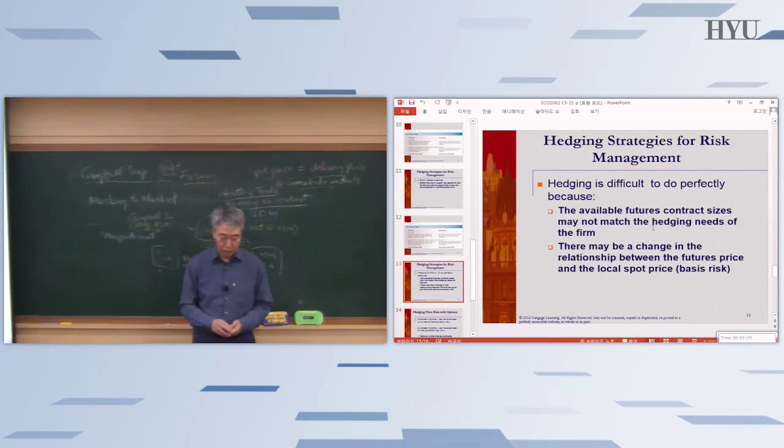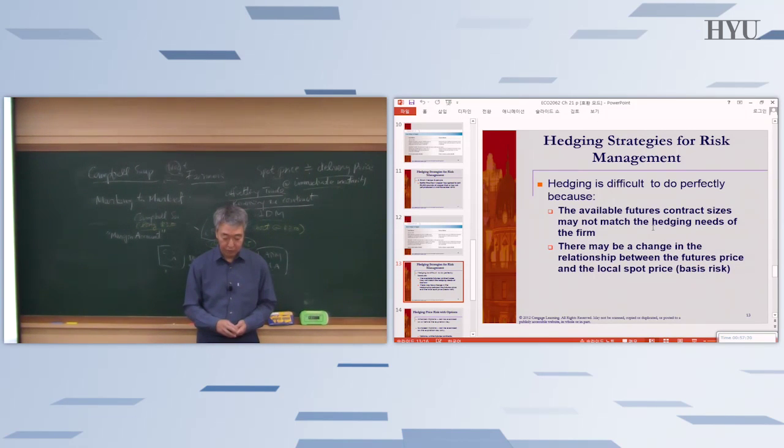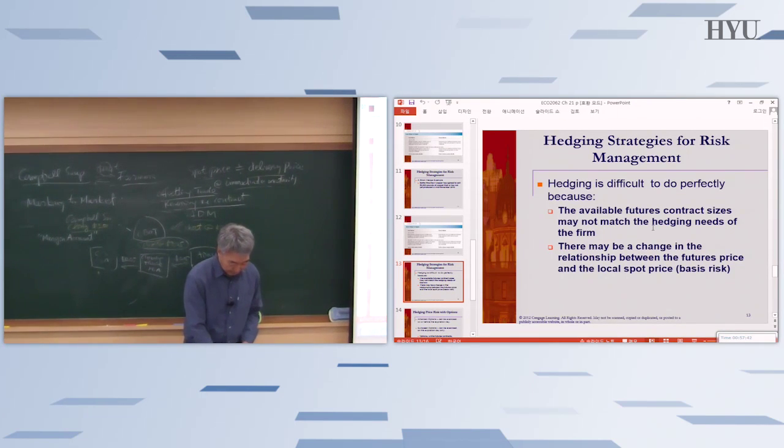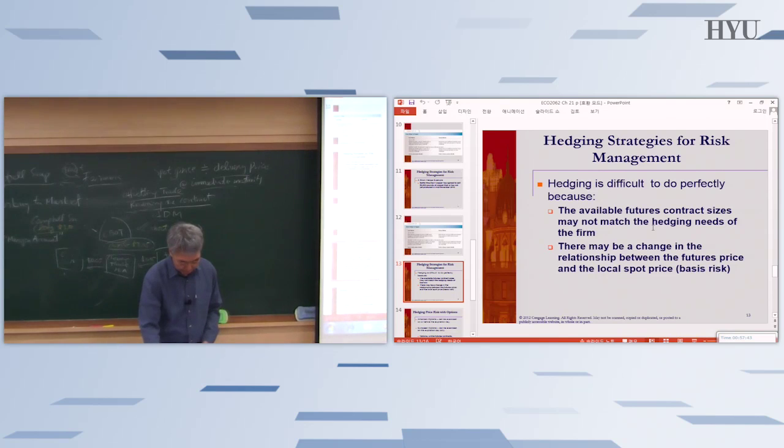There may be a change in the relationship between the futures price and the local spot price. It's called the basis risk. Our textbook gives absolutely no explanation about this. It's a slightly complicated concept.